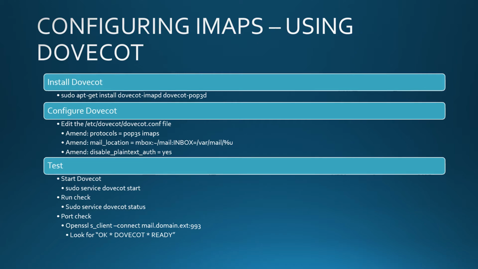The second amend line is adding a line for where your mailbox inbox will be stored. The third one, once you enable IMAPS, usually plain text authentication is just automatically disabled, but I went ahead and made sure, and looked up the syntax for the line to make sure that plain text authentication was disabled.